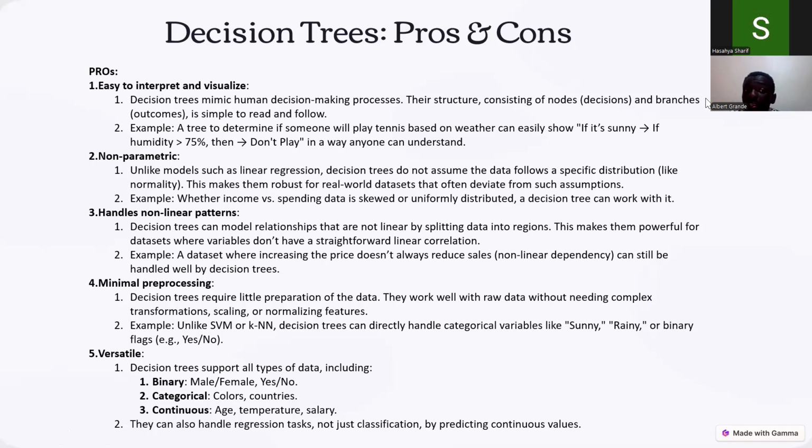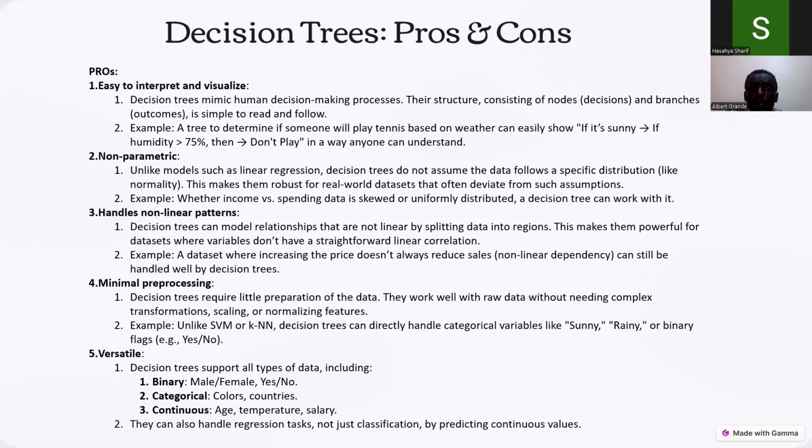And they handle nonlinear patterns. Just as I've said, we are not assuming that everything follows a specific pattern. So this makes them very powerful for datasets which don't have a straightforward linear correlation. For example, where the increasing price doesn't always reduce, and they can still be handled well by decision trees. In a situation whereby we have values which can change, say you have a 1 and a 10, and then you have a 14, you have a 20, so that's not something very linear.